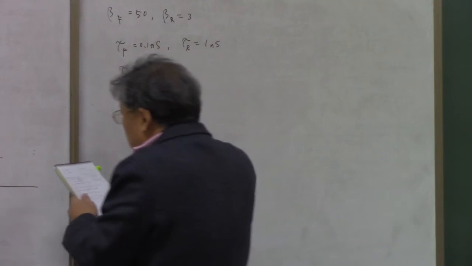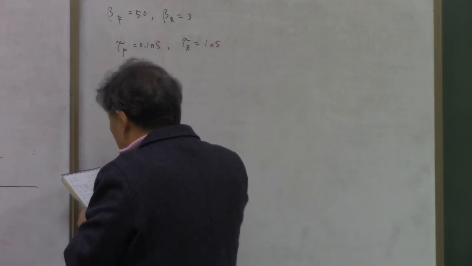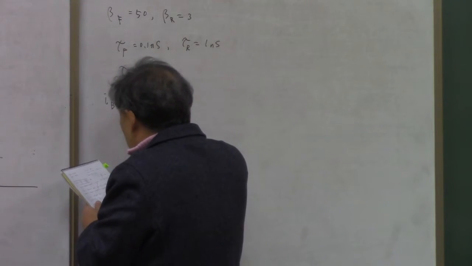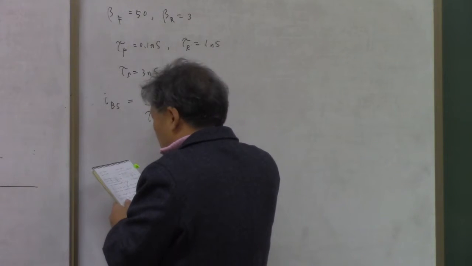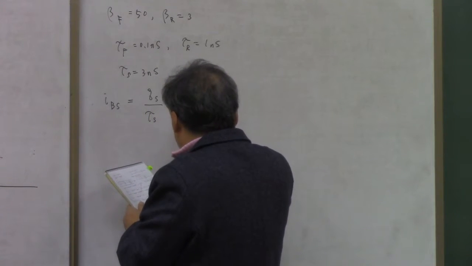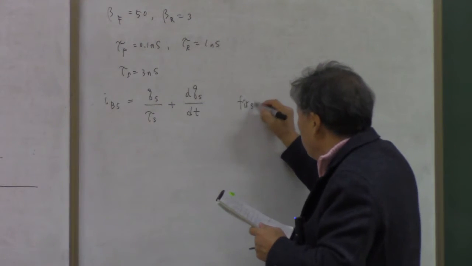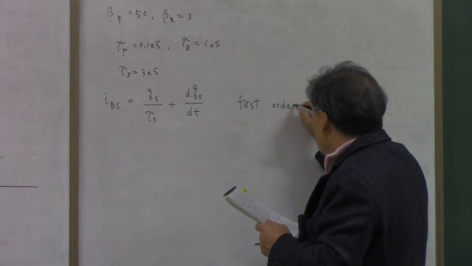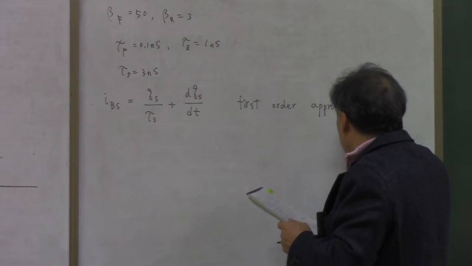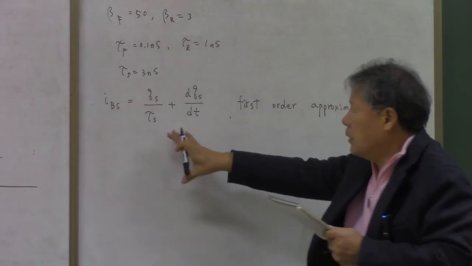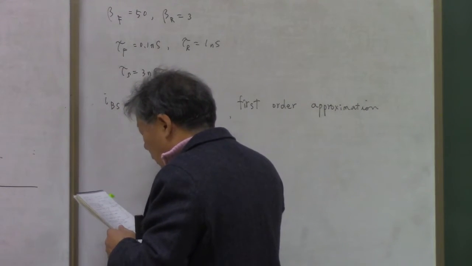Okay, and then the base saturation current is going to be Qs over tau S plus dQs over dt. This is the first order approximation, as a matter of fact. First order approximation. We just set the DC term and the AC term in here, okay?